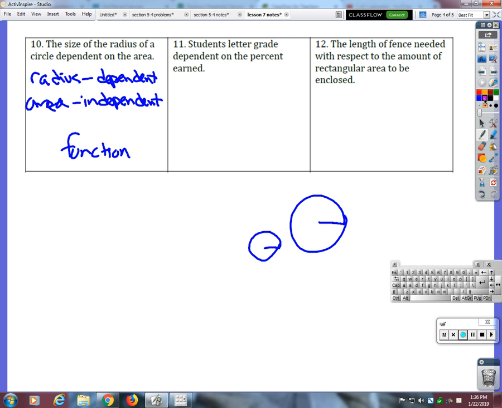Okay. All right, student's letter grade dependent on the percent earned. So the percent is independent. And the grade is the dependent. The grade that you get depends on your percent in the class.